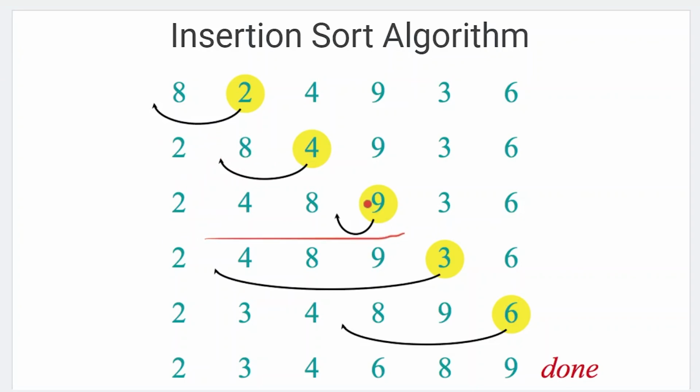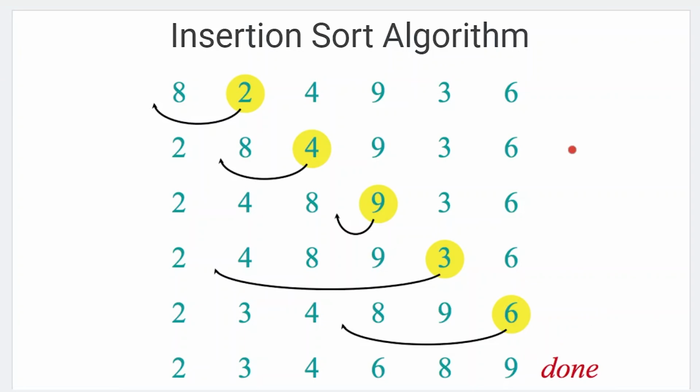In the third iteration, the value is 9. 9 is greater than 8, so we won't move anything; we keep it as it is. In the next iteration, the value is 3. 9 is greater than 3, so we move the values one by one, and finally we find the correct position for 3. The iterations follow the same process, and finally we get the sorted array.